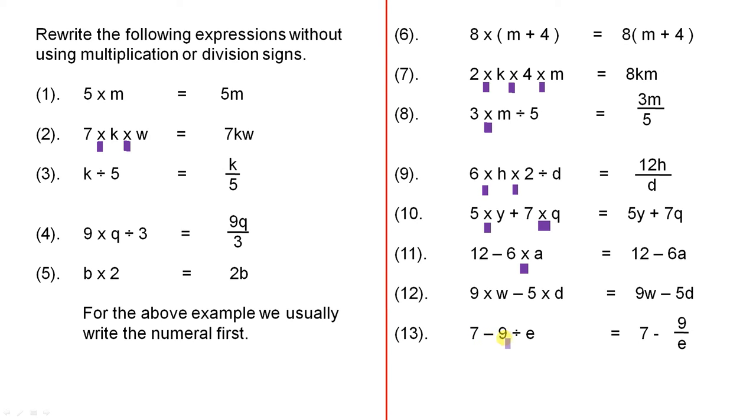And 7 minus 9 divided by e. 9 divided by e is 9 over e, so it's 7 minus 9 over e.